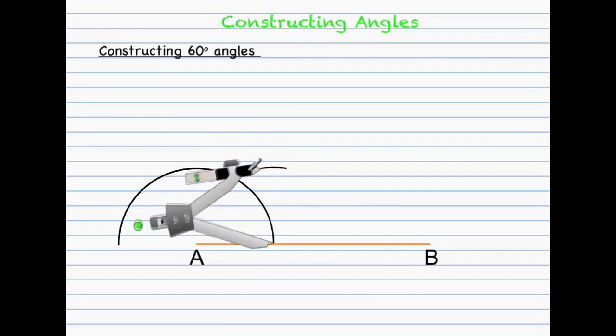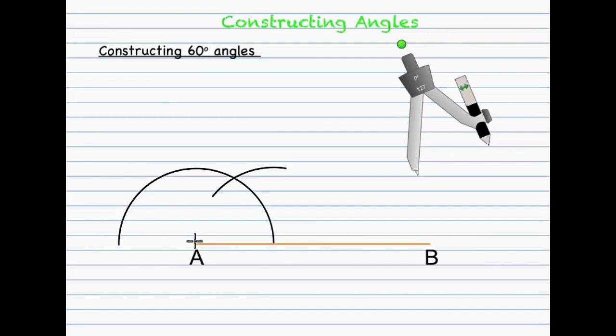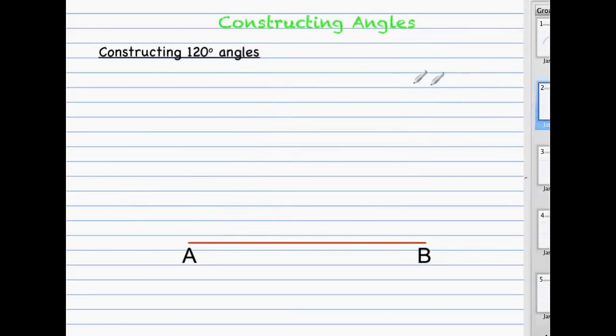Alright, and then I'm going to create a new arc which cuts the first one. The only thing left to do now is to draw a line which connects the point A to the intersection of those two arcs, and that's how I form my 60 degree angle.